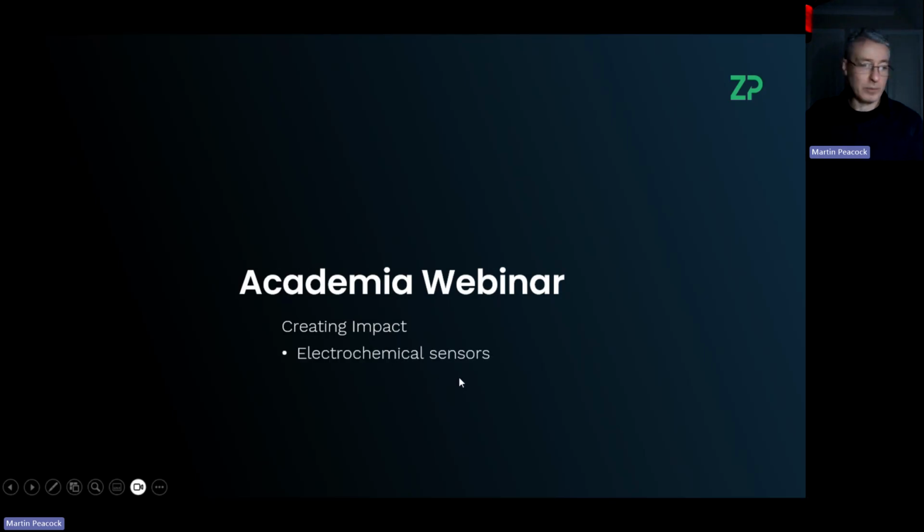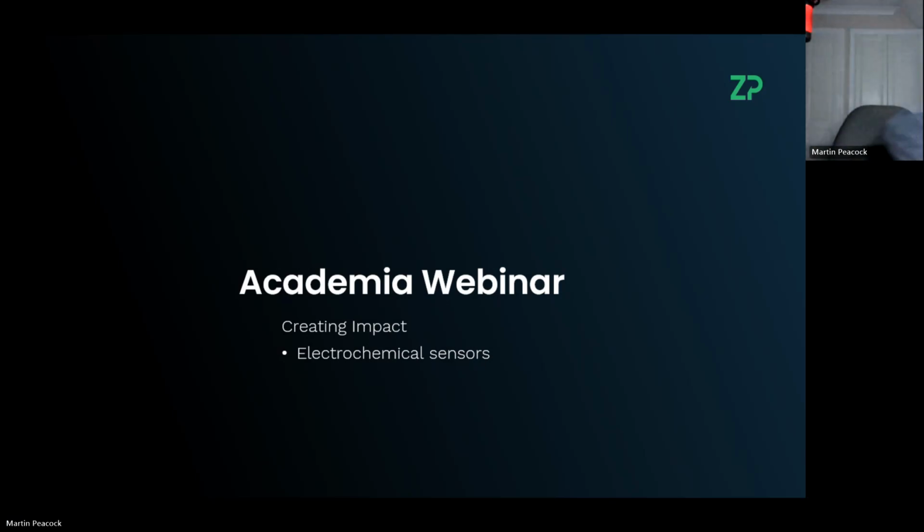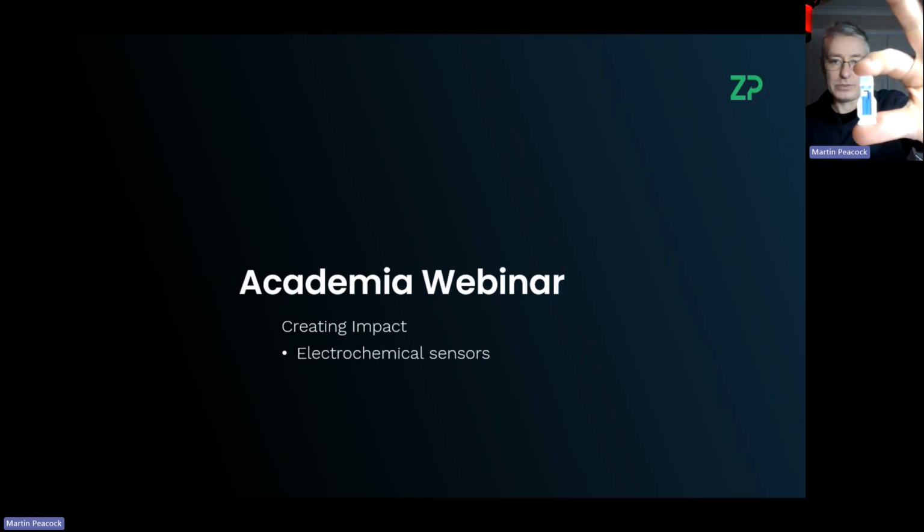I will particularly be talking about electrochemical sensors this morning. In fact, I need to grab some sensors now, and I've grabbed them. So I will be talking in particular about electrochemical sensors. If you're not entirely sure what I mean by that, and I'm sure many of you do, this is what the electrochemical sensors look like.